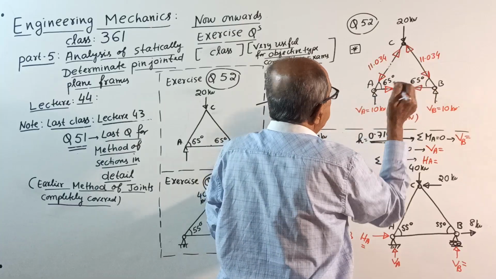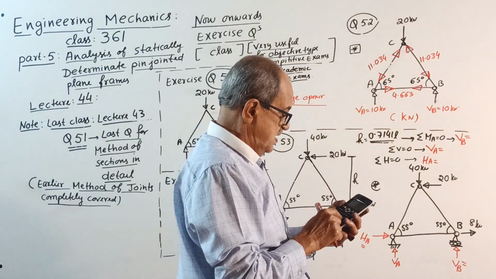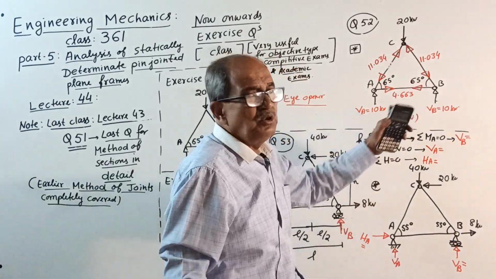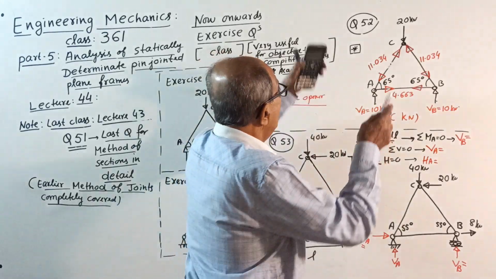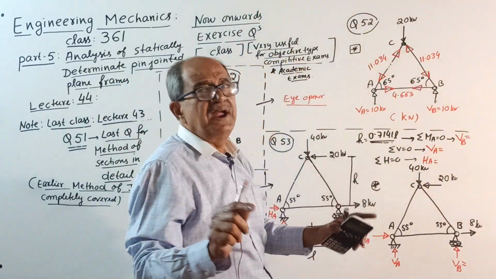4.663 is the force. Over. That's all. Question is over. Now do one thing. See, axial force is compression or tension. That you write yourself only.